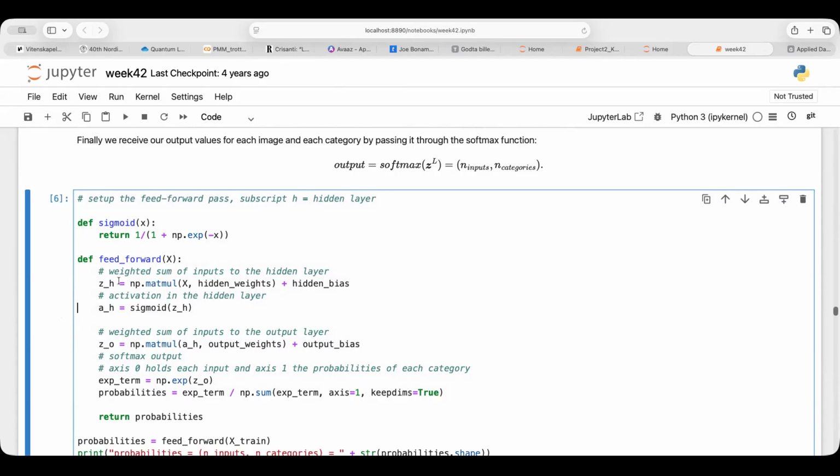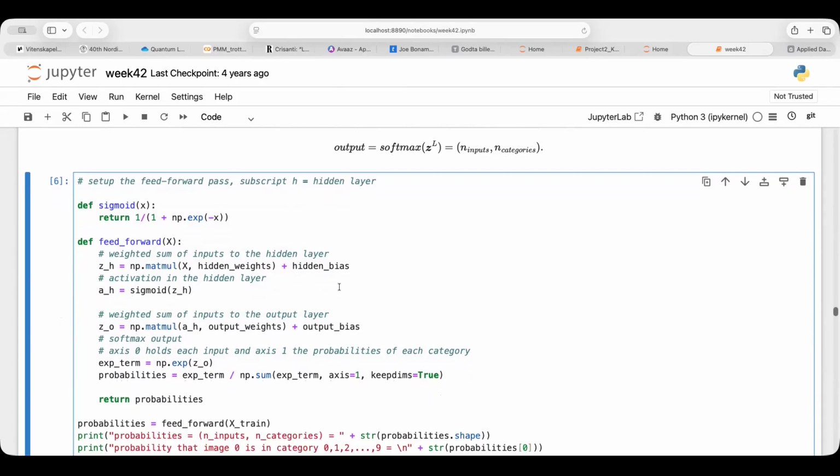So my feed-forward pass has a variable C for the hidden inputs to the hidden nodes. And that is given by a matrix multiplication of the input matrix times the weights, obviously. So this is a matrix multiplication, hidden weights times X plus the hidden bias. And then I have the activation in the hidden layer, which is given by my sigmoid.